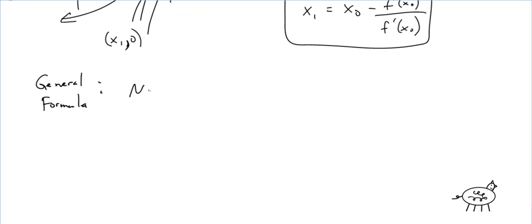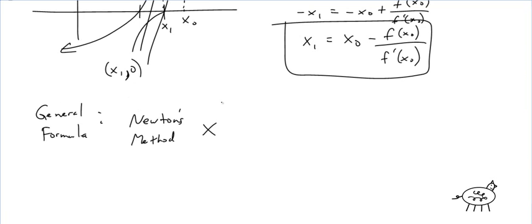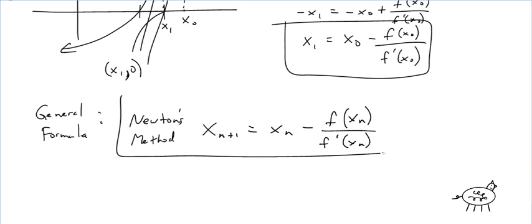Just kidding, this is Newton's method. Let's take a look at what we actually wrote here. It's x sub 1, so it's the one more, right? So it's x sub n plus 1 equals x sub n minus f of x sub n over f prime of x sub n. That's it, man. Oh, sweet.